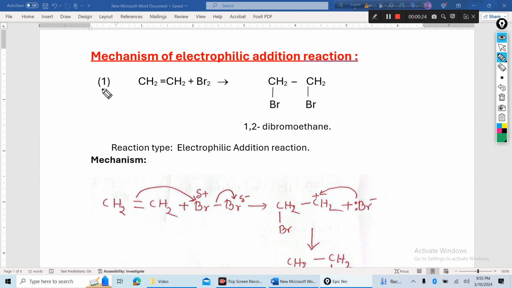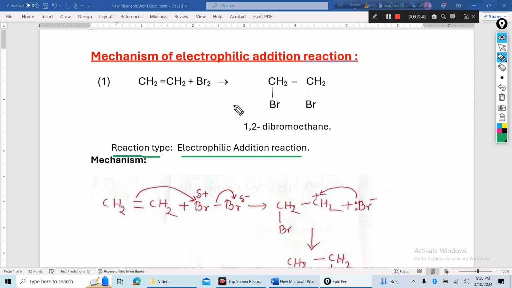Now you see, ethene reacts with bromine to produce 1,2-dibromoethane. This reaction type is an electrophilic addition reaction.